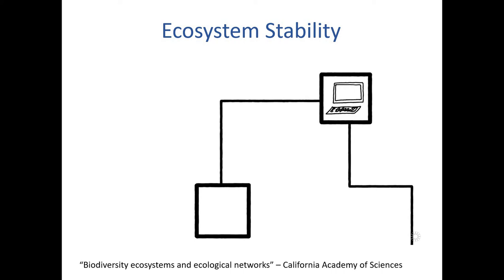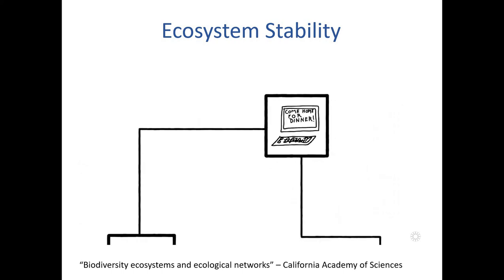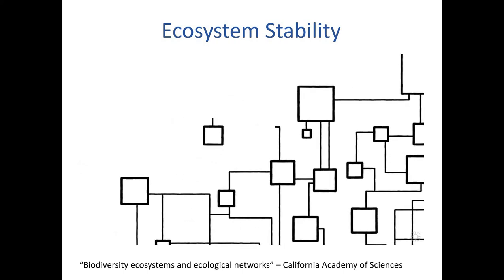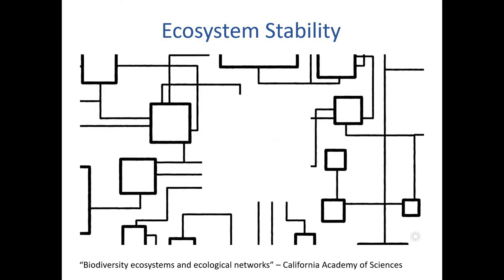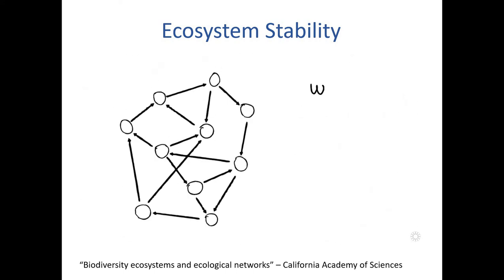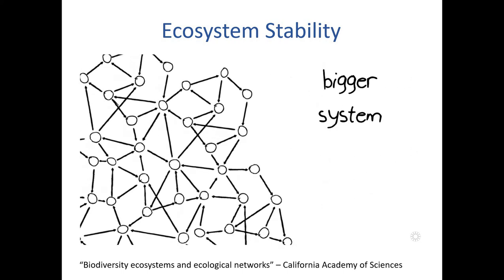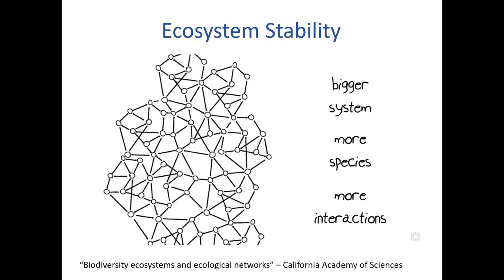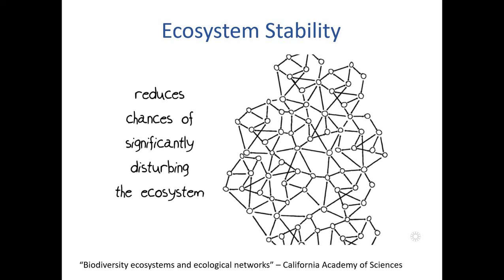Those servers are going to be places like my desktop where I'm just messaging my kid to tell him to come home for dinner. If you take my server out of the system, it's not going to disturb the entire web. But you can see what happens if you suddenly take Google out of the system. You're going to greatly perturb that particular ecosystem. So these webs of interaction throughout an ecosystem are really, really important. If the system is bigger with more species and more interactions, you're going to reduce the chance that a perturbation or a disturbance is going to have a really negative impact, because you're just reducing the chance that you're going to take out something that's really crucial.